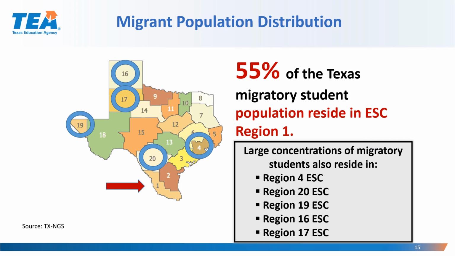Migrant population distribution. The largest concentration of Texas migrant families, approximately 55% of the Texas migrant student population, reside in Region 1, the Rio Grande Valley. Large concentrations of migrant families also reside in Eagle Pass, San Felipe del Rio, El Paso, Amarillo, and Brownfield.